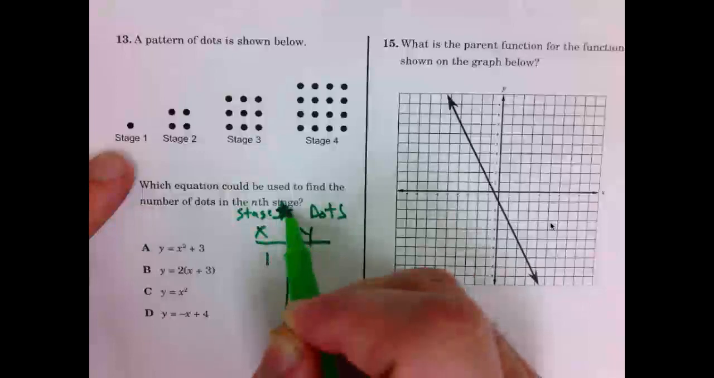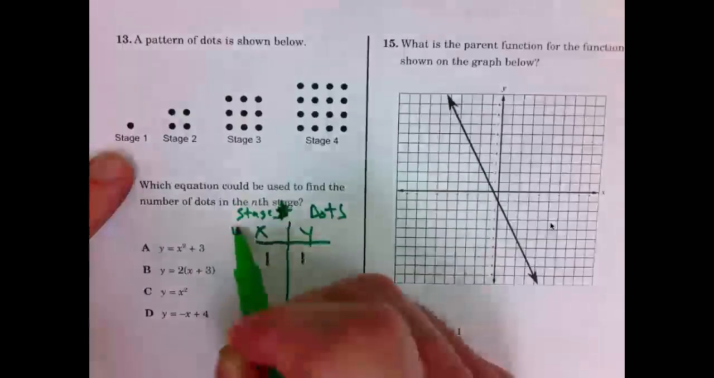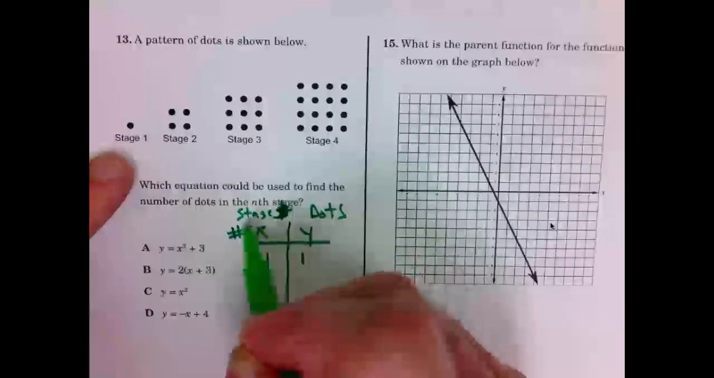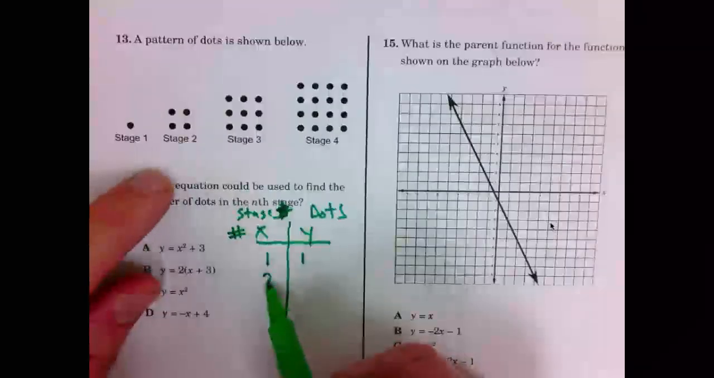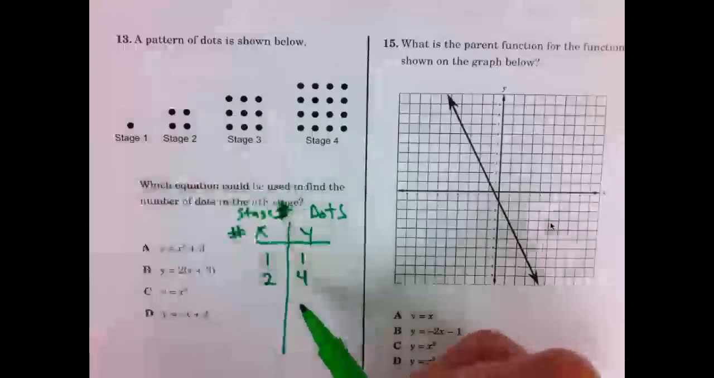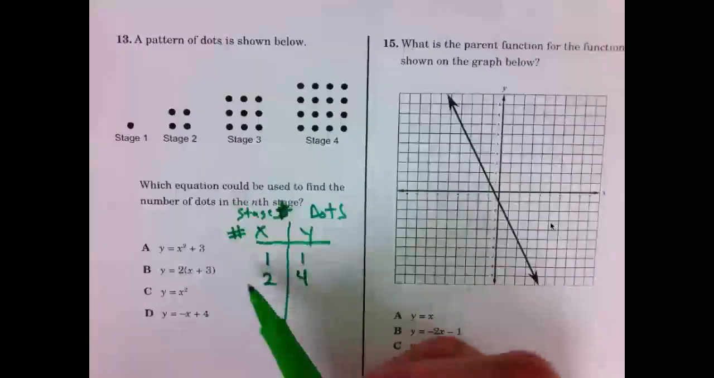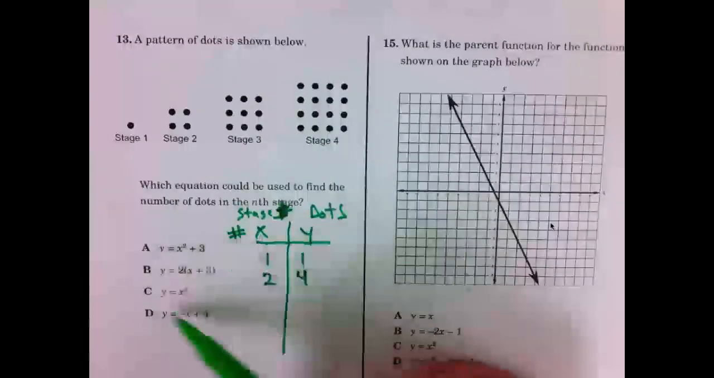This is stage number. Stage 2 has 4 dots, and so forth. Create this table and see which one would indeed have this output.